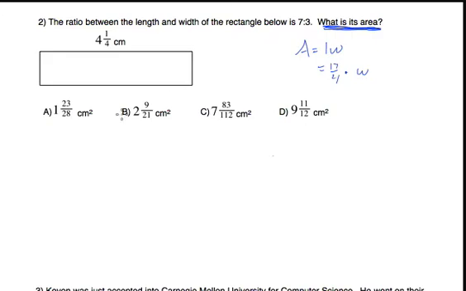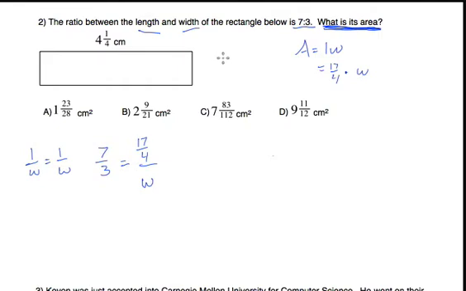So, what are we comparing here when we set up our proportion? We only have one rectangle, but we also have a ratio, which tells us the ratio between the length and the width. So if we compare length to width, it should equal length to width of something else. We know that the ratio between the length and the width is 7 to 3, and that should be the same ratio as the length over the width of this rectangle. We know that the length is 17 over 4, and that's to an unknown width.